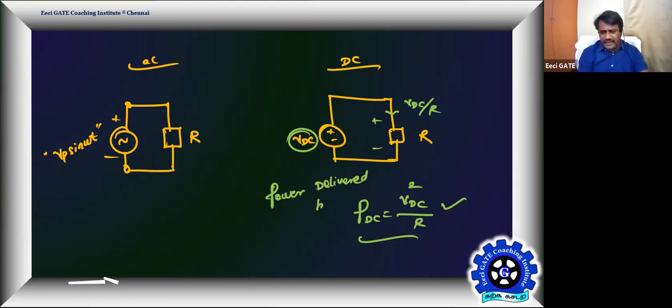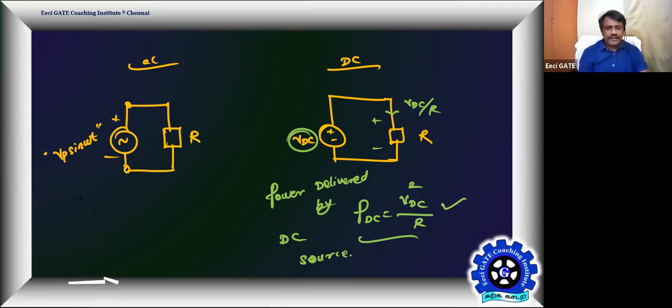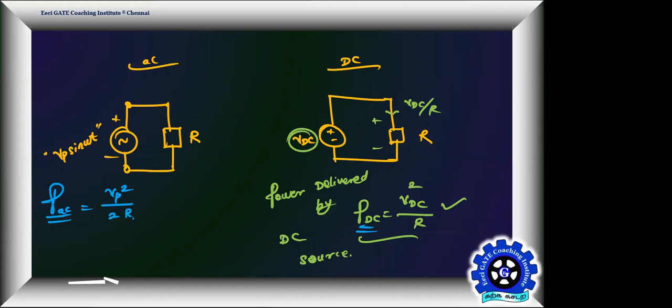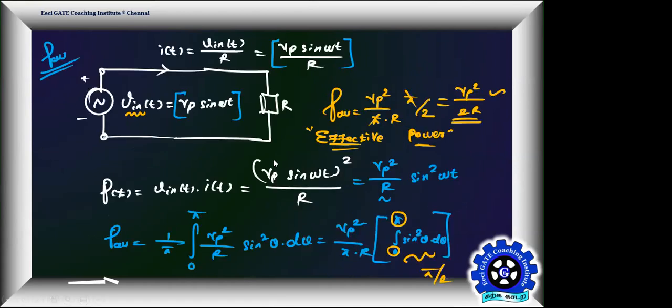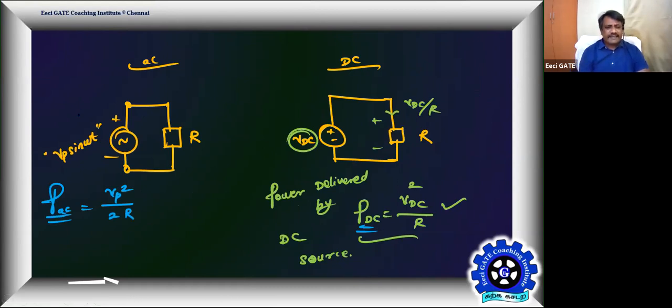Power delivered by the DC source. Now you know the power delivered by the AC source as well. Tell me, what's the power delivered by the AC source? Let me put P_AC, and this is P_DC. What's the AC power delivered by the source? Vp square by 2 times R. Agree? Yes or no? That's what we concluded: it is Vp square by 2 times R, the power delivered by the AC source.